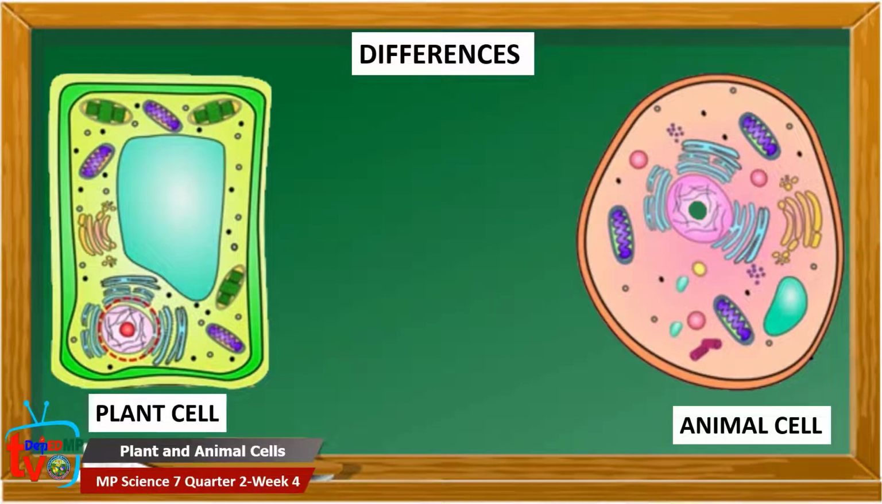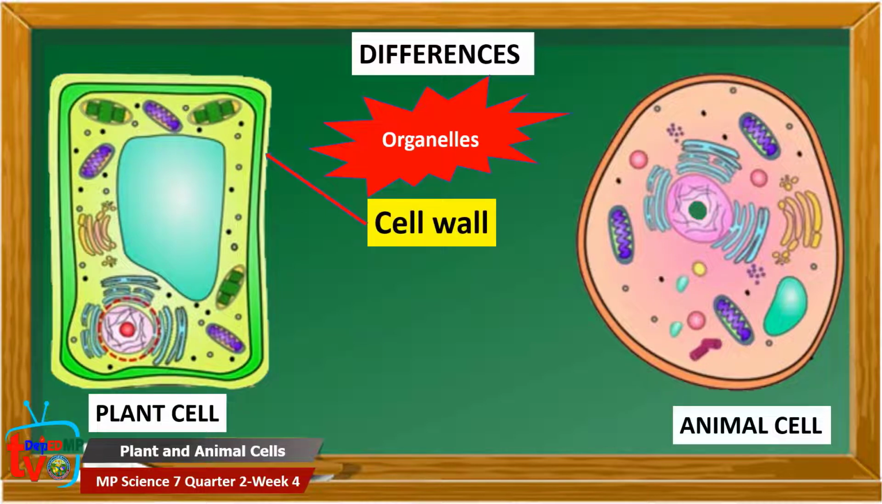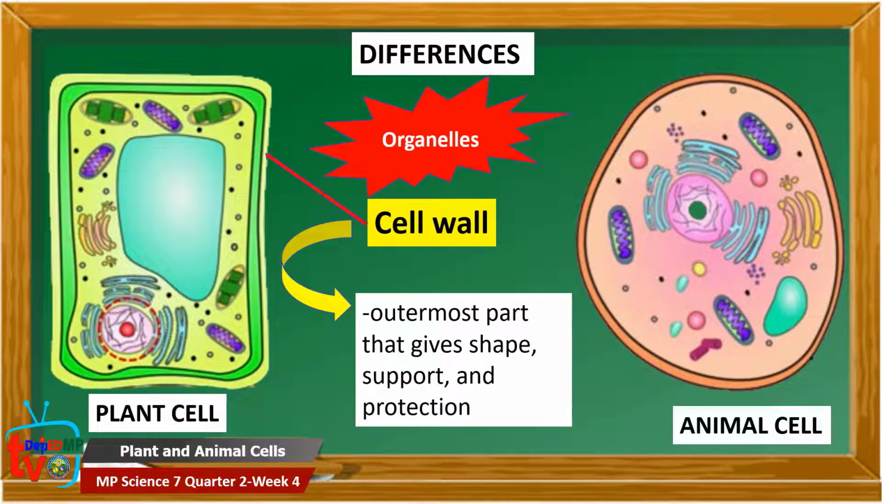Let's take a look now at the differences of plant and animal cells in terms of their organelles. Observe the picture of plant and animal cells. What differences can you observe between them? Let's start with the cell wall. Animal cells have cell membrane only. Plant cells have cell wall made of stiff material that forms the outermost part of plant cells and gives shape, support, and protection.